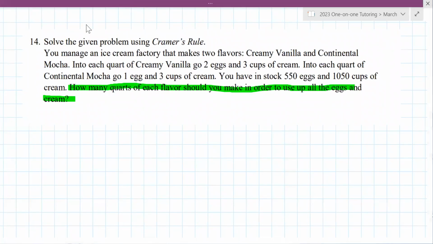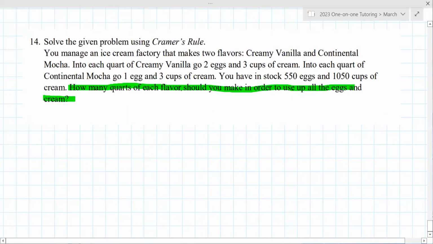The variables are the quarts of each flavor, the quarts of vanilla, quarts of mocha. So you can use X and Y. Do you typically use X and Y, or do you try to match them to V and M for vanilla and mocha? No, X and Y.